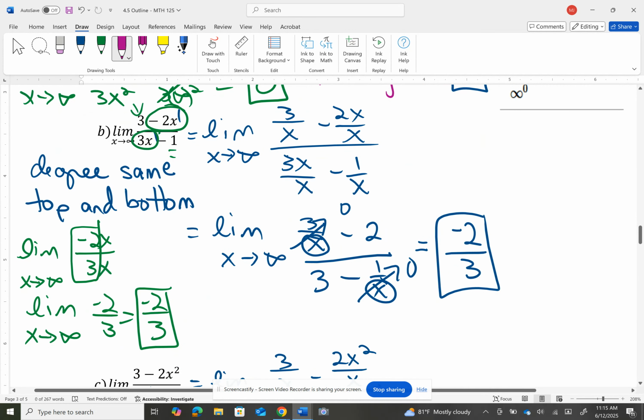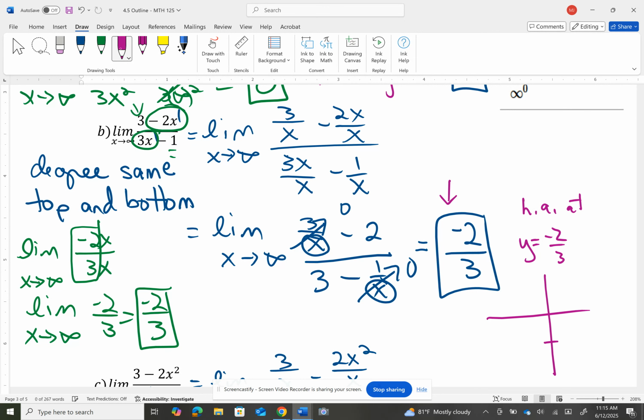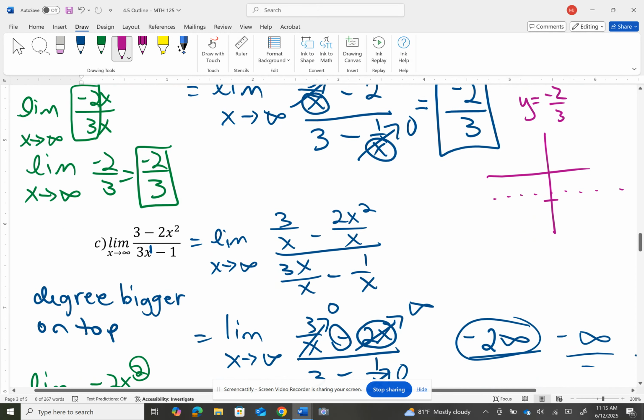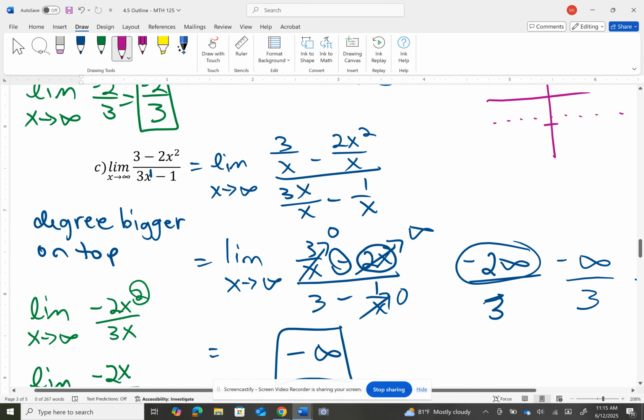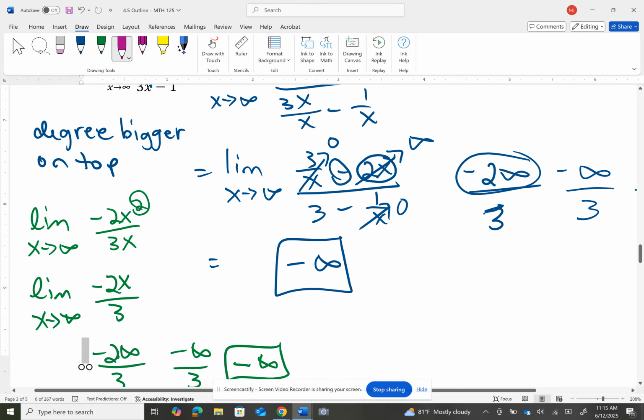This one turned out to be a fixed number. That means we're going to have a horizontal asymptote at y equals negative 2/3. That means if we were to graph this function down here at negative 2/3, when we look at the graph, when we're way to the right or way to the left, the graph is going to be approaching that horizontal line. But here we don't have a horizontal asymptote on this one because the limit didn't turn out to be a fixed number. So this one has no horizontal asymptote.